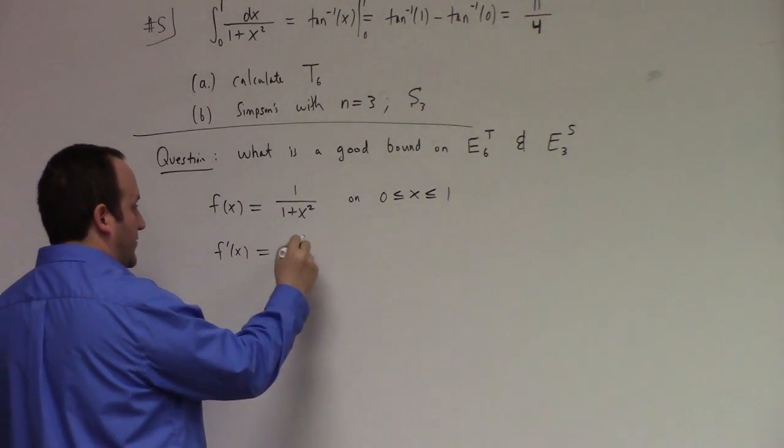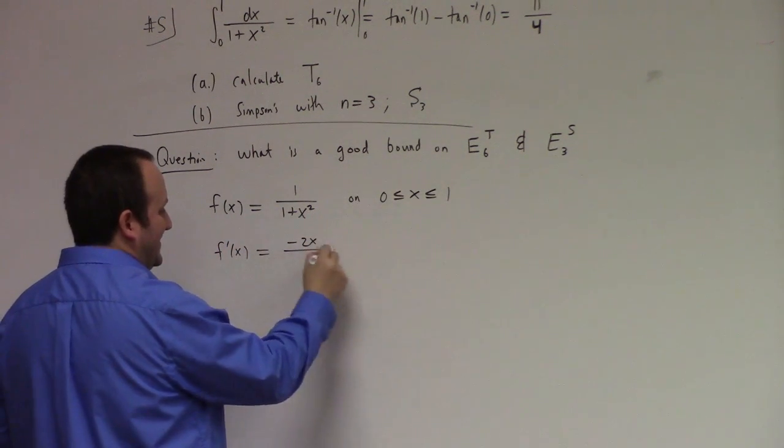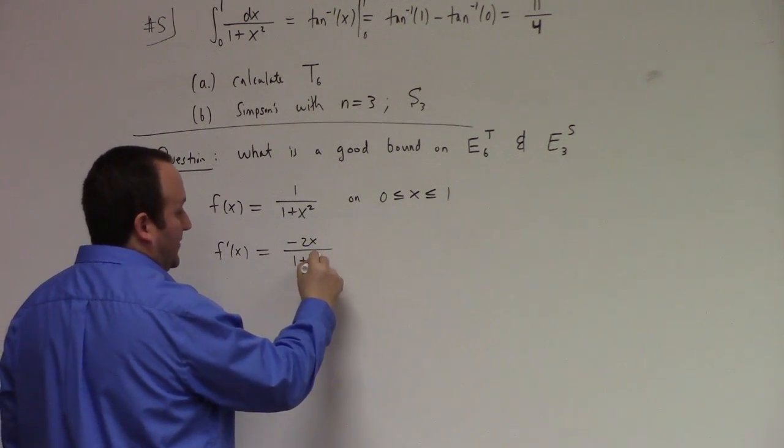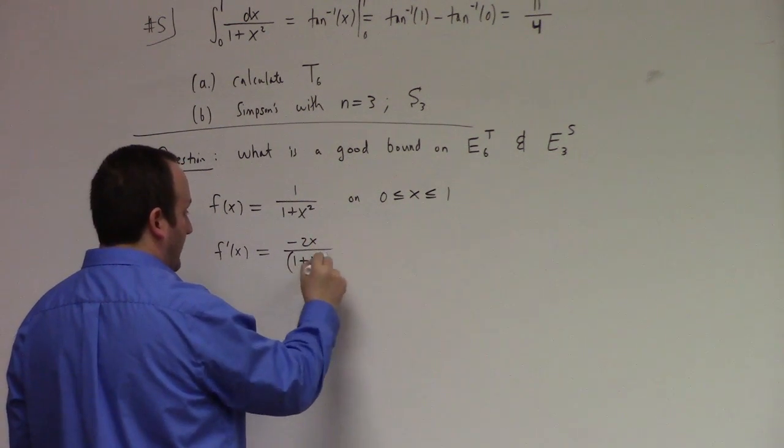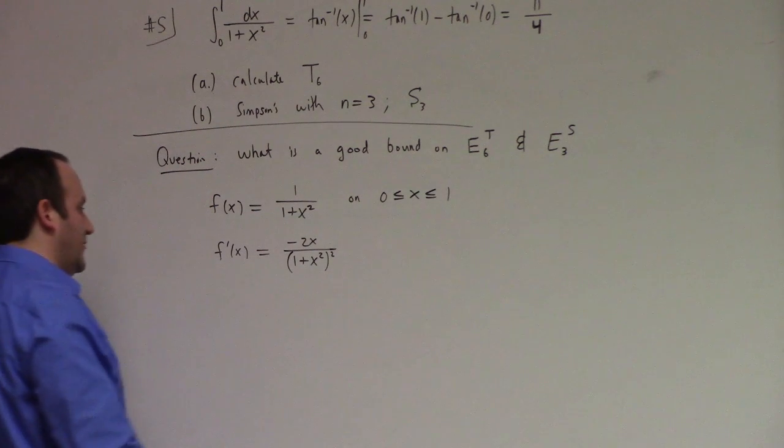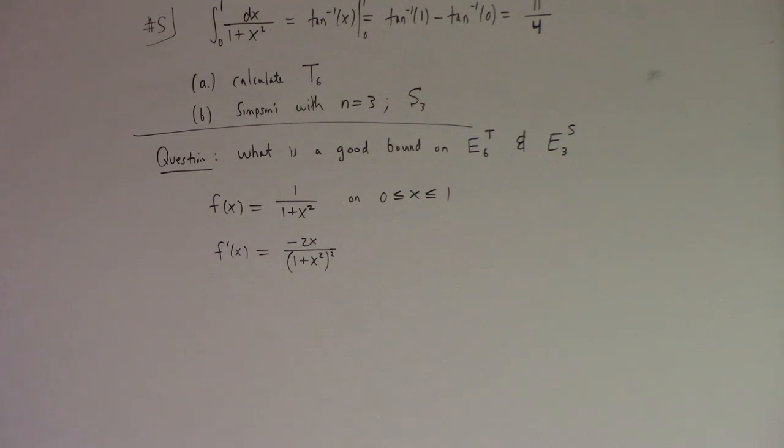I may regret this example. Minus 2x over 1 plus... This isn't part of the homework. I'm adding to the homework, right? So f prime of x is minus 2x over 1 plus x squared squared.